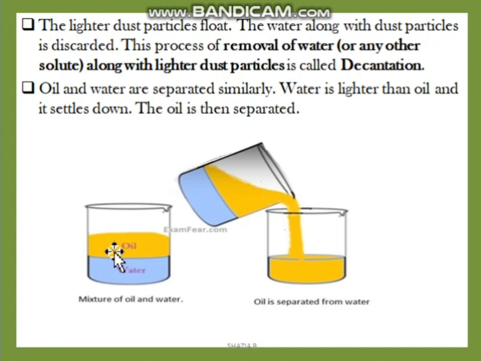Decantation is used to separate two immiscible liquids, as in the case of oil and water, as well as to separate insoluble particles from liquids, as in the case of a soil water mixture. In sedimentation, we just form two distinct layers, but in order to actually separate them, it has to be followed by decantation. Now, what are the advantages and disadvantages of this process?